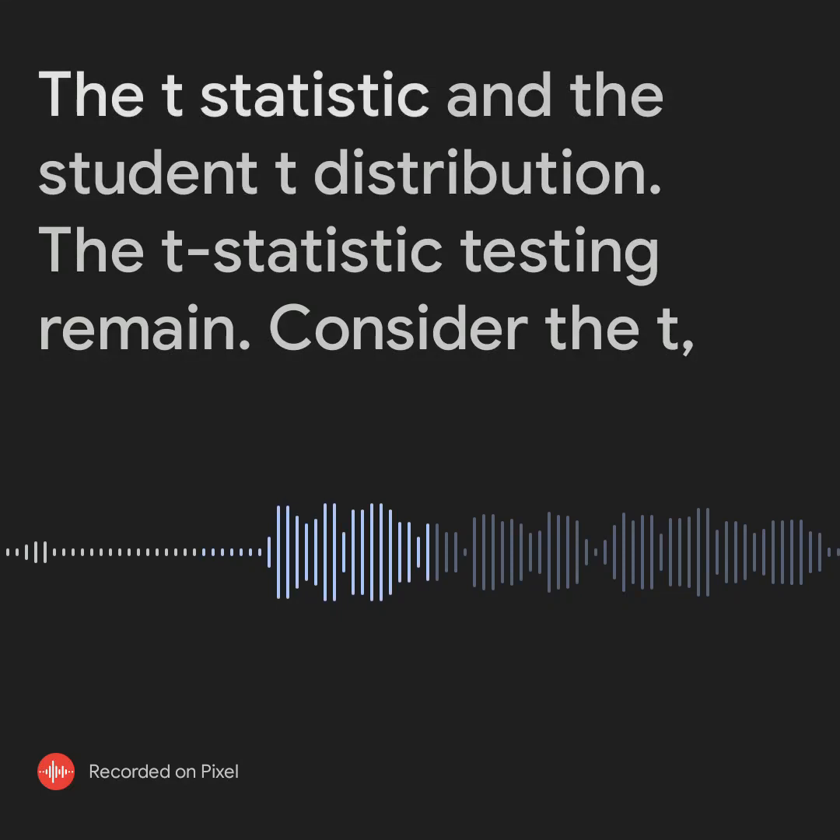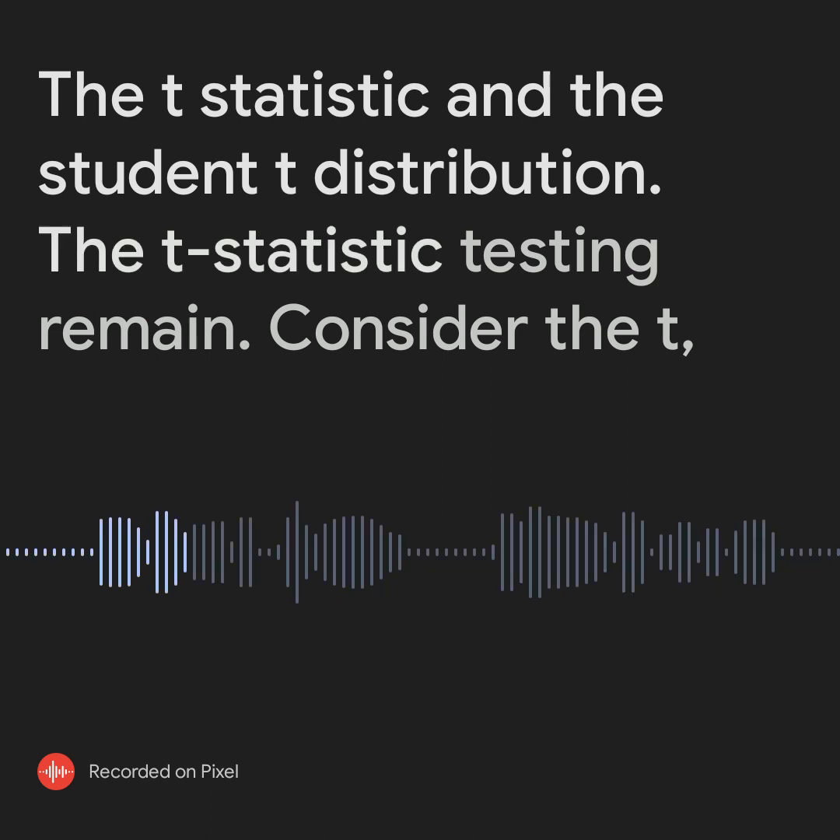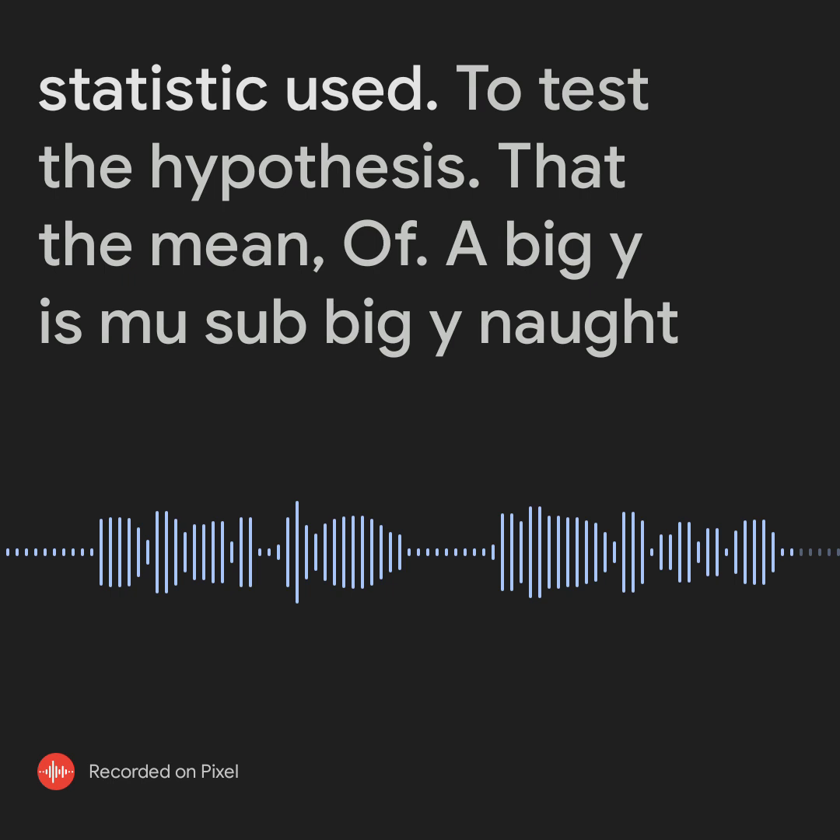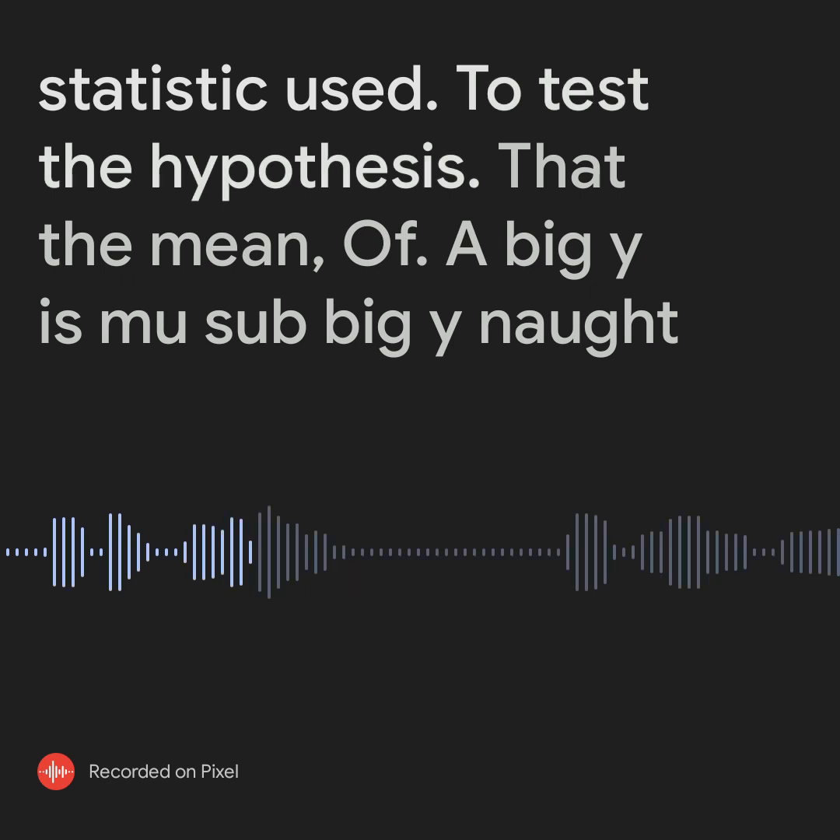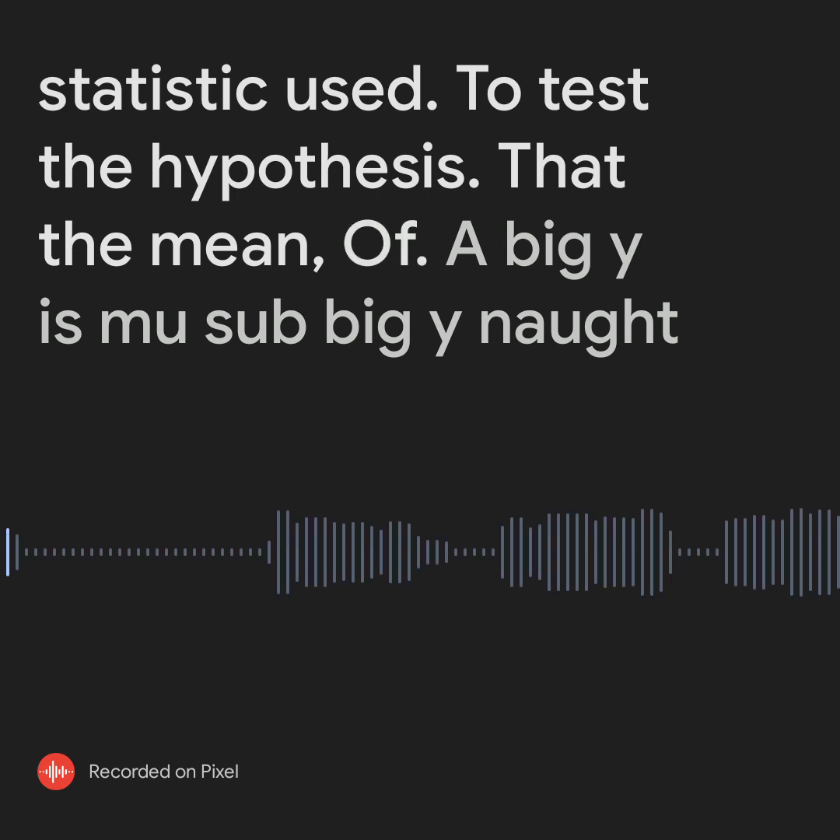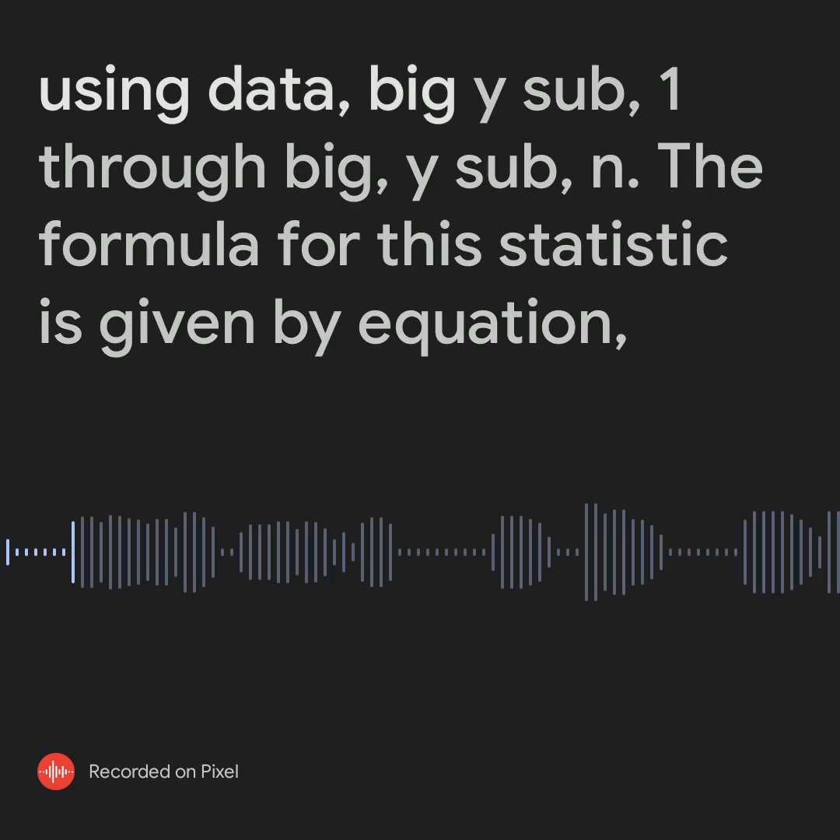The t-statistic and the student t-distribution. The t-statistic testing the mean. Consider the t-statistic used to test the hypothesis that the mean of big Y is mu sub big Y naught using data big Y sub 1 through big Y sub n.